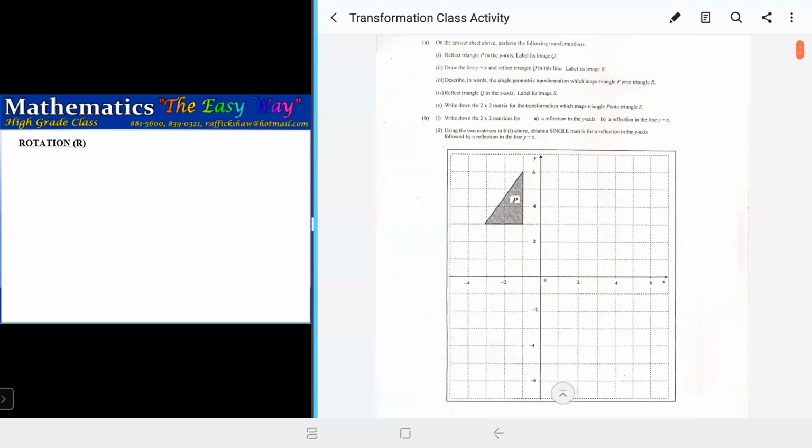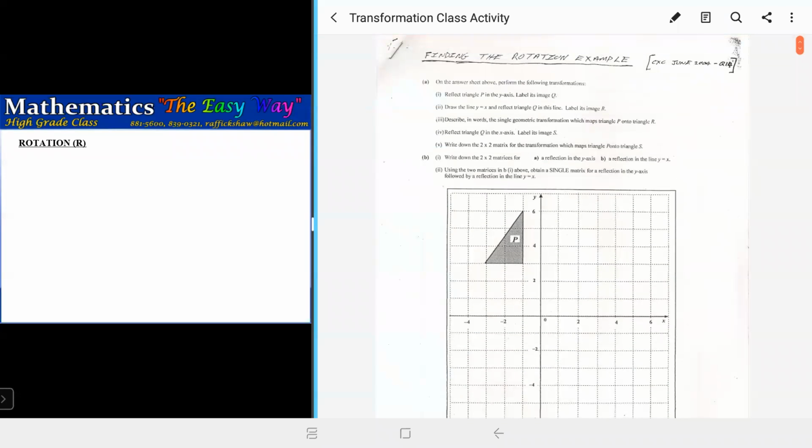Right, we'll go through these. Sir, which page of the booklet are these questions on? Just look in the transformation section. Just go to the transformation and turn through the pages. You see them. They come back to back to back in the booklet. They're in the booklet. All right.